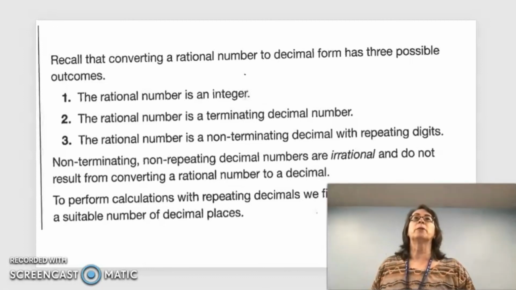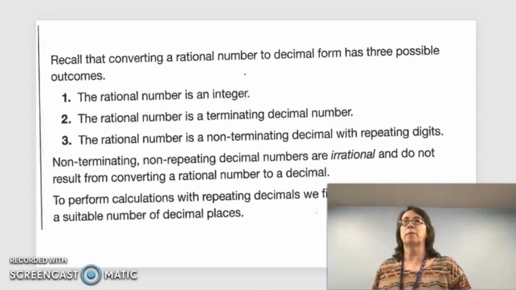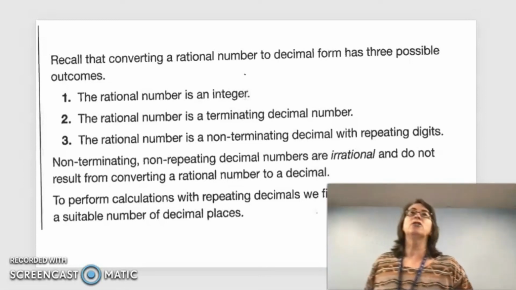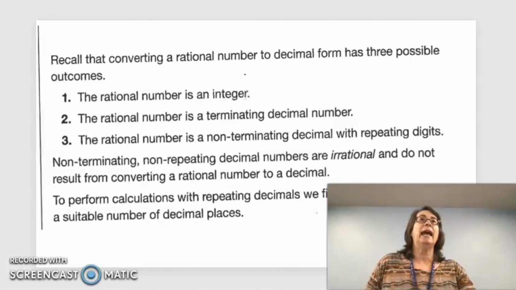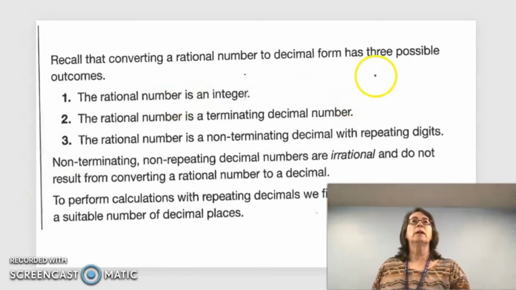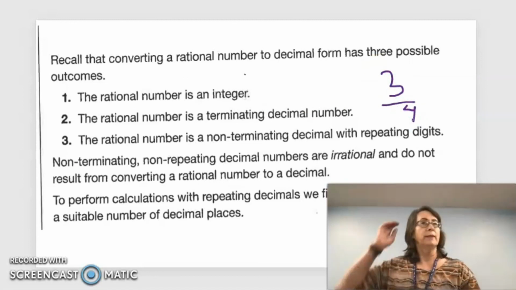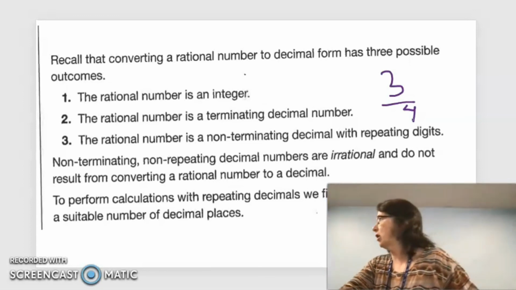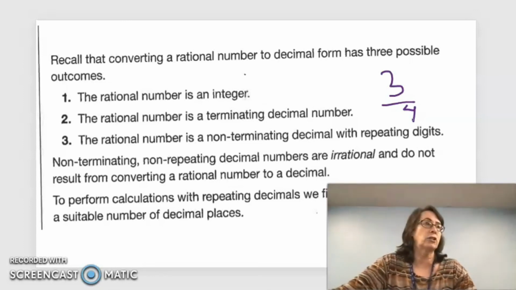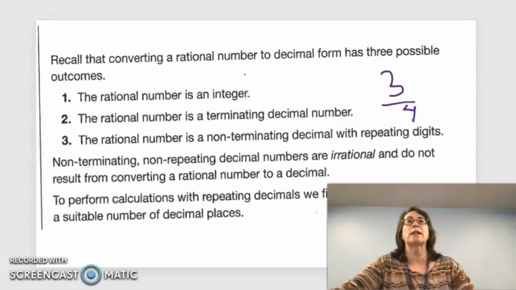Okay, the rational number is a terminating decimal number. That means it ends, right? Or the rational number is a non-terminating decimal number with repeating digits. That's always going to be the case if the original was a rational number. So when I say rational number, is 3/4 a rational number? Yes, because it can be expressed as a fraction. That's what rational means. Ratio is the root word of rational. So if it is rational, it can be expressed as a fraction.